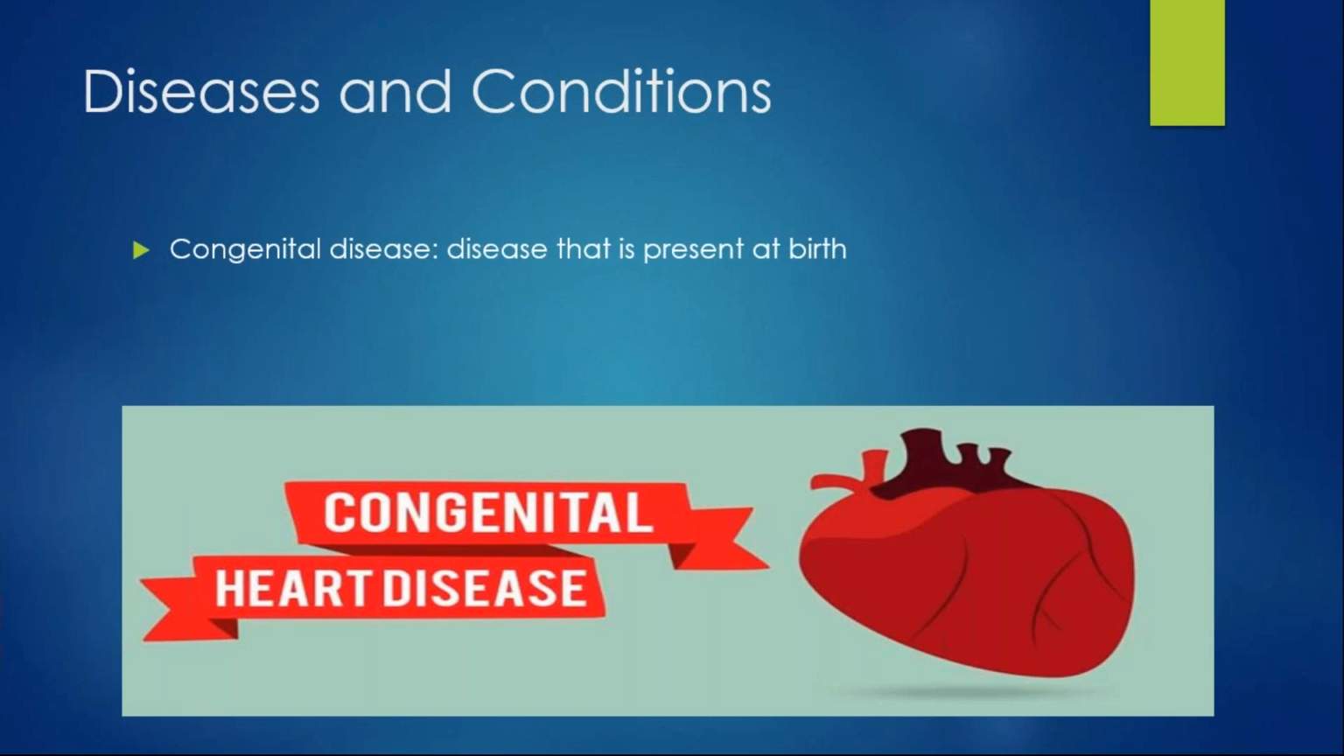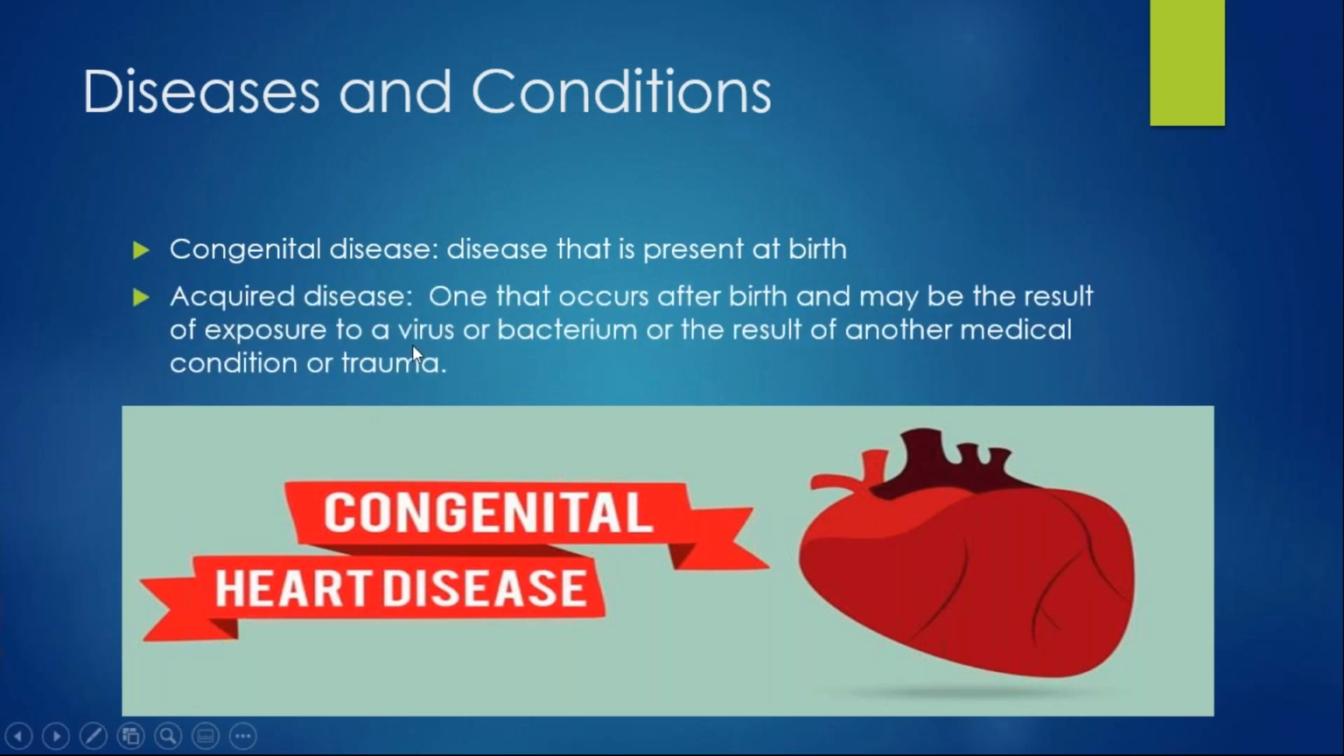So different types of diseases and conditions that again correlate into our patients with special challenges. Congenital disease is a disease that is present at birth, and acquired disease is one that occurs after birth and may be the result of an exposure to a virus or bacteria or other medical condition or trauma. So with this, you can kind of correlate this into our diabetic patients. Type 1 diabetics, oftentimes this is going to be congenital disease because they are born with it. Type 2 diabetes oftentimes is acquired over time based on lifestyle and other hereditary and disease processes.